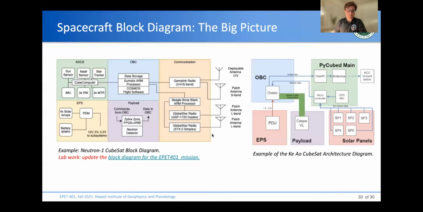So back to our mission. We want to have a big picture of the whole spacecraft, and one of the diagrams that we need to do is this block diagram, like the architecture diagram of your spacecraft. You want to understand how your onboard computer sits in context with everything else, right? So your ADCS, your EPS, payload, etc. I listed here an example for the Neutron 1 mission and also for the Kiao mission. This is available on the repository on the Google Drive, and you can alter these to your needs.